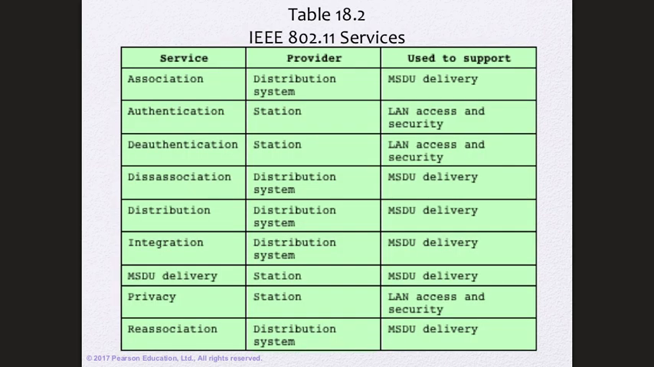Easier to understand. Some services that are important to be performed in any Wi-Fi are listed here. Okay, association, which is the process of making sure that you get identified by an access point, and the access point knows that you belong to its group of users or stations.